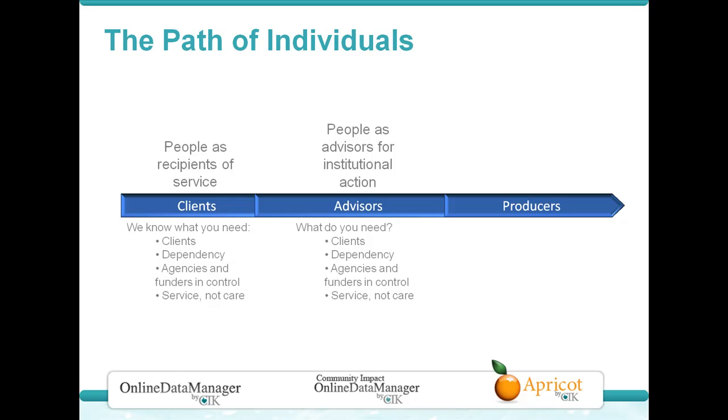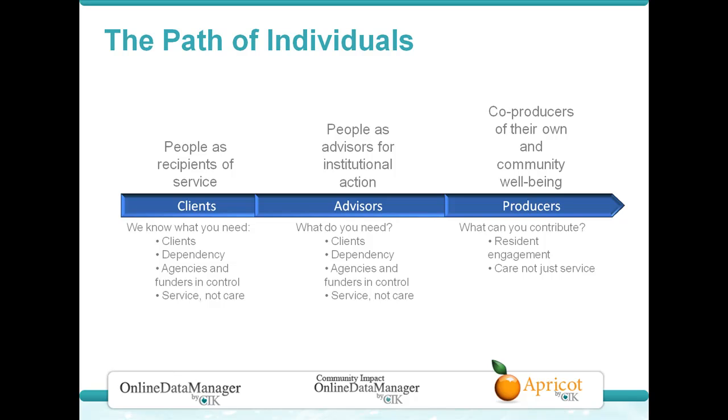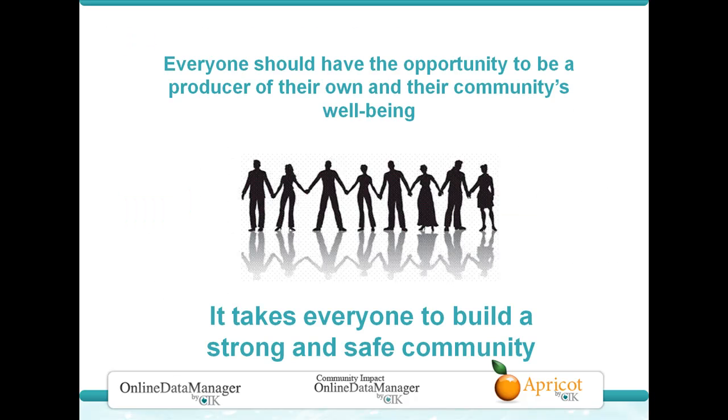The last role is that of producers, co-producers of their own and their community's well-being. And in this case, the question we ask is, what can you contribute? So not only what do you need, but what can you contribute? That's what leads to resident engagement, and this is where we now have care, not just service. So our goal is to see how we can unlock these opportunities for people to play all three roles, because we need everyone if we're going to build a strong community.